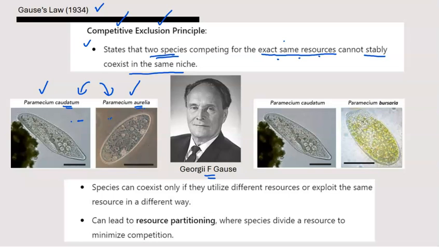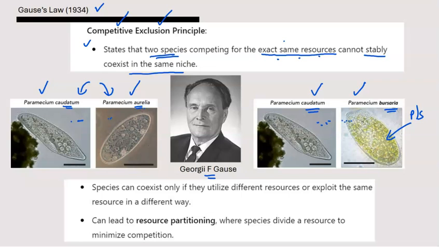On the other hand, another experiment in which he used again Paramecium caudatum, but then used Paramecium bursaria, the other one, and you can see from the green color here, this is tending to suggest some sort of photosynthetic niche instead. These two species of Paramecium are obtaining their nutrients from different sources, so the competition is reduced, and it was possible for these two species to coexist.